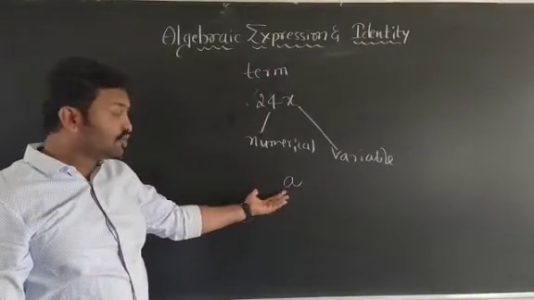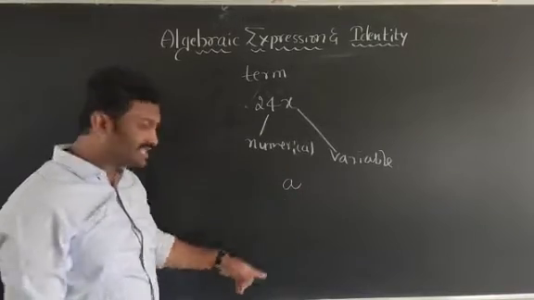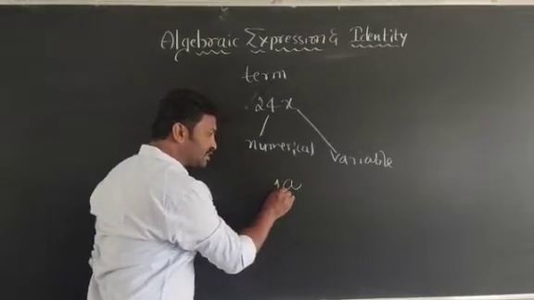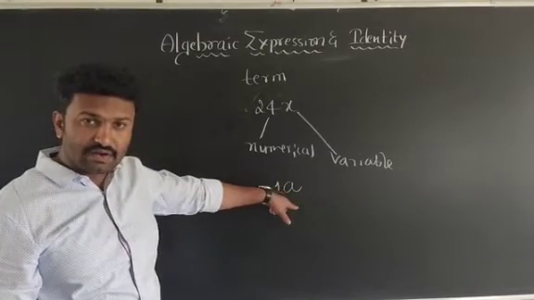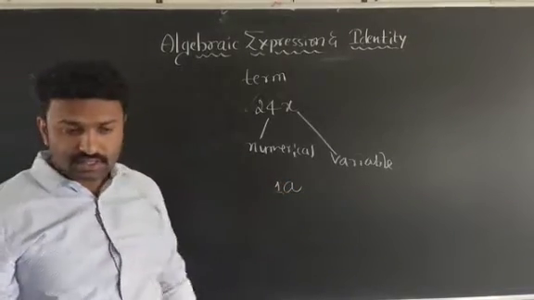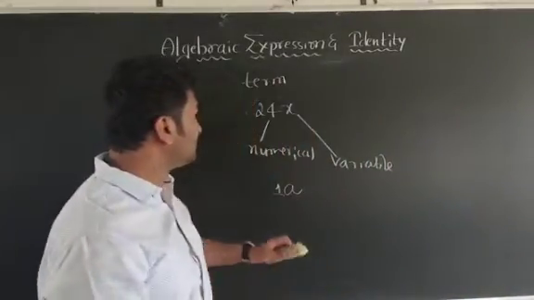A. Here numerical is there. The numerical of this A is 1. If nothing is there, it means 1. You have to consider 1A. Clear? And next we will go to how to find out the coefficients of the term.